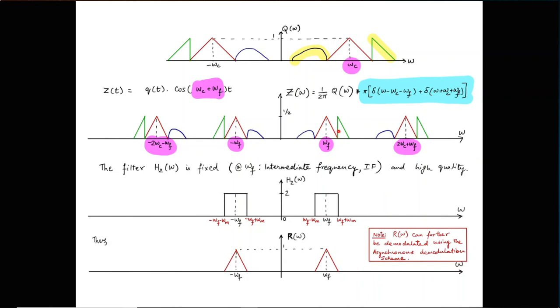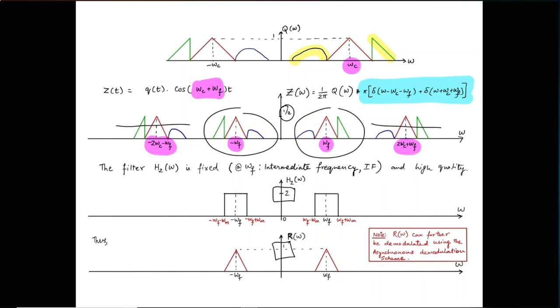So once I pass this z of omega through H2 of omega, everything will be cancelled out. So all of this will be cancelled out, and only these pieces will get through. And I'm also selecting the gain to be 2, which means that this half will become 1 there. All right, let me erase these so that there's no confusion.